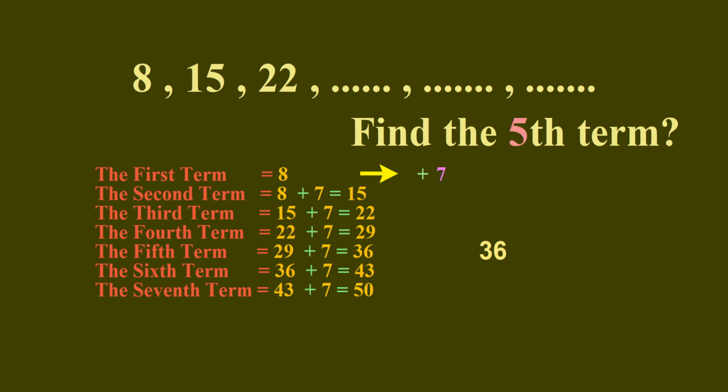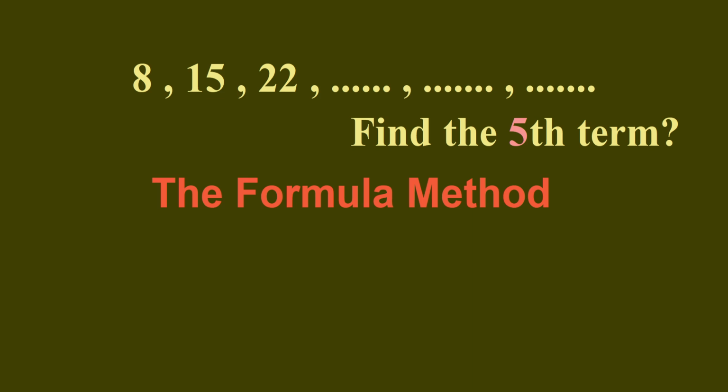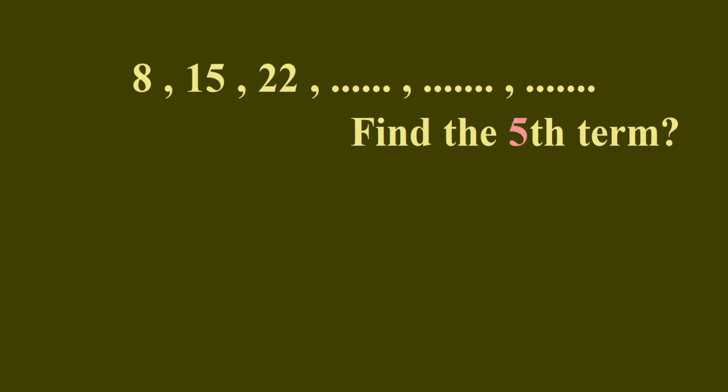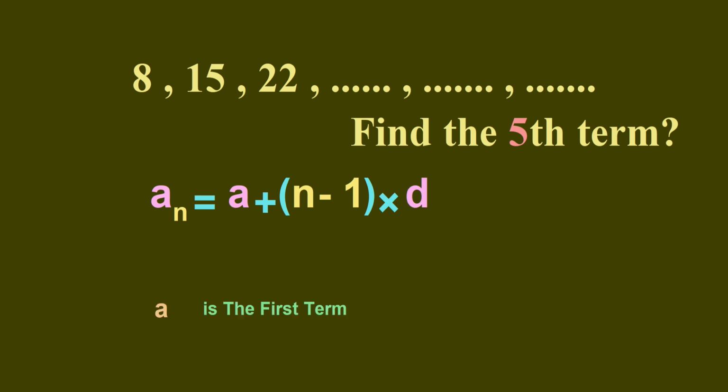Now, it's our time to solve the problem by using the formula method. In this method, we use the formula an equals a plus n minus 1 times d, where a is the first term and d is the common difference and n is the required term.